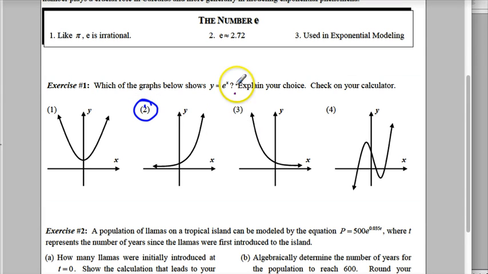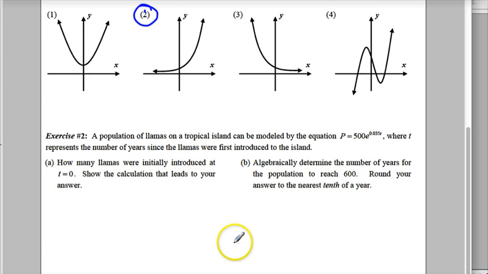And the reason why is because e is a number that's greater than 1. Remember when we did exponential functions? If the number is greater than 1, that means it's going to be an increasing graph. Now let's see how this is put into place.